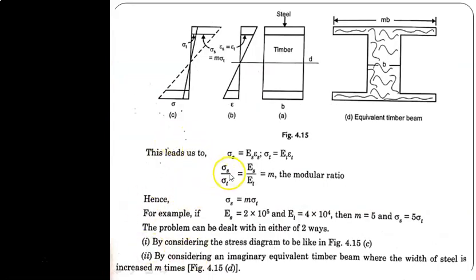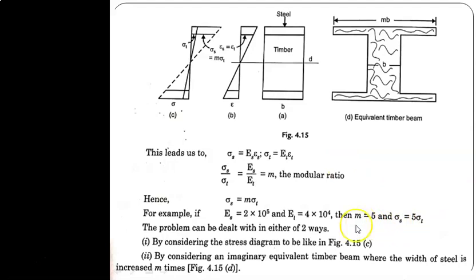Yes, this leads us to sigma s equal to Es into epsilon s, sigma t is equal to Et into epsilon t. Now sigma s by sigma t is equal to Es by Et, which is nothing but the modular ratio, and hence sigma s equals m into sigma t. For example, if Es equals 2 into 10 power 5, Et equals 4 into 10 power 4, then m is equal to 5, and therefore sigma s equals 5 times sigma t.